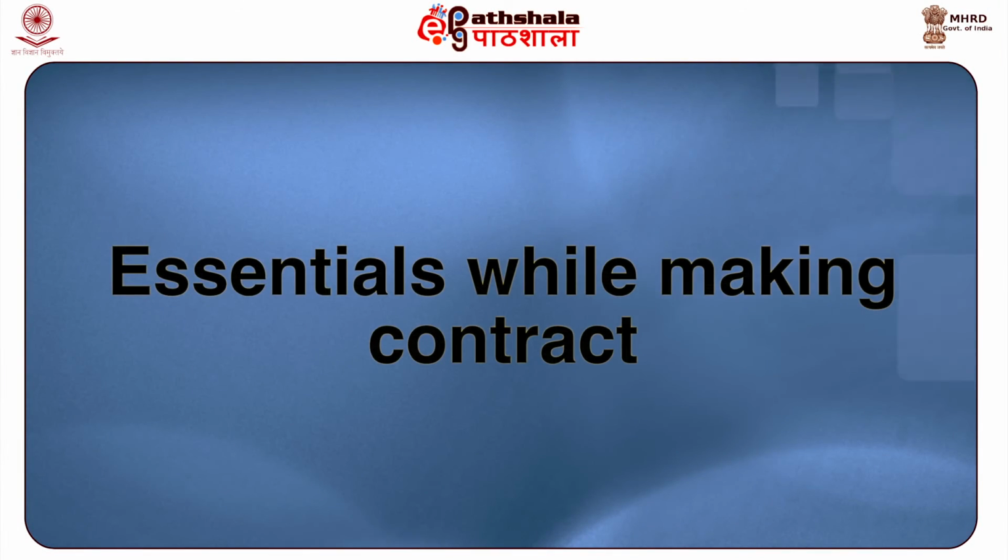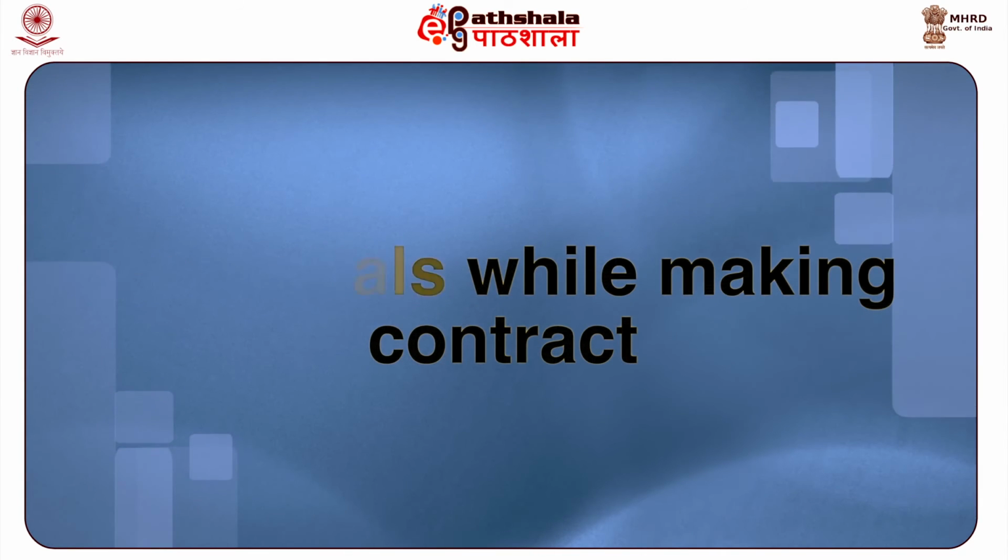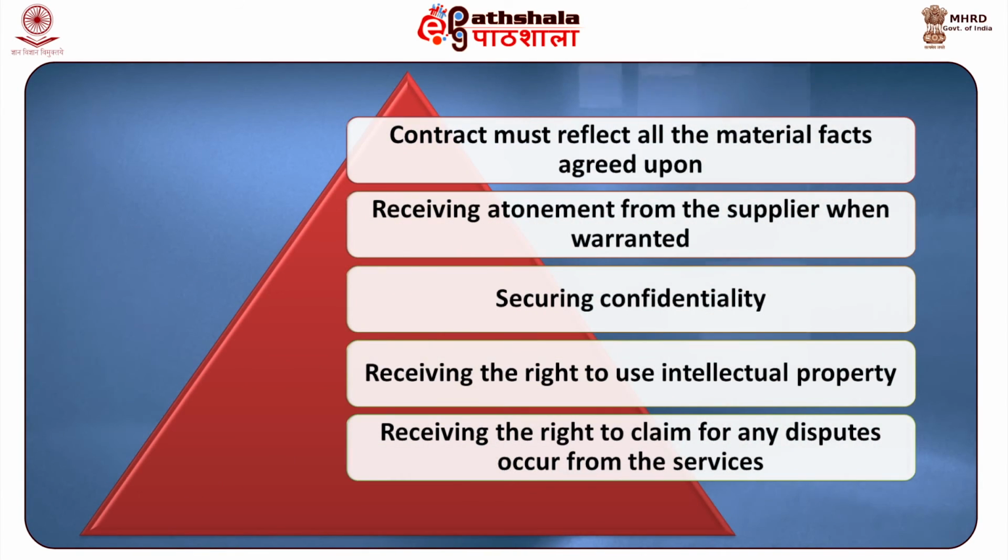Essentials that need to be kept while making a contract. 1. Contract must reflect all the material facts agreed upon. 2. Receiving atonement from the supplier when warranted. 3. Securing confidentiality. 4. Receiving the right to use intellectual property. 5. Receiving the right to claim for any disputes which may occur from the services.